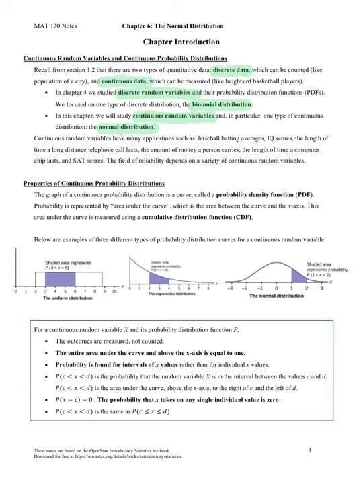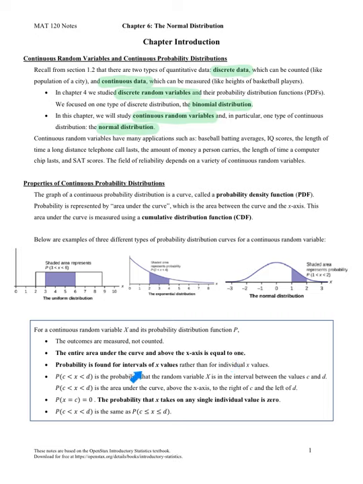It's important that you understand that the graph of a continuous probability distribution is a curve, and the area under the curve is measured using a cumulative distribution function, a CDF, which you will be looking for on your graphing calculator. As you listen to the lecture videos for chapter 6, you will learn about a few things. Please keep in mind that the entire area under the curve above the x-axis is equal to 1.